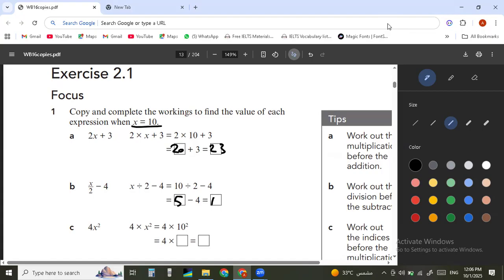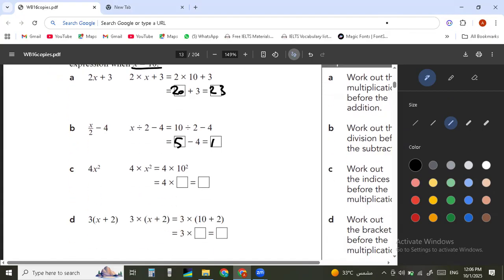Here, you need to square the x first, then you multiply by 4. So squaring the x means 10 squared, which is 100. Then you multiply by 4, which is 400. The next one over here, they are requesting that you finish the bracket first. So it is 10 plus 2, which is 12. Then you multiply it by 3 at the end, which is going to give us 36.